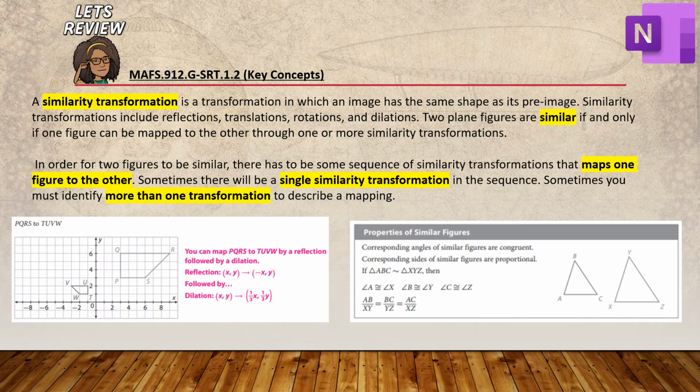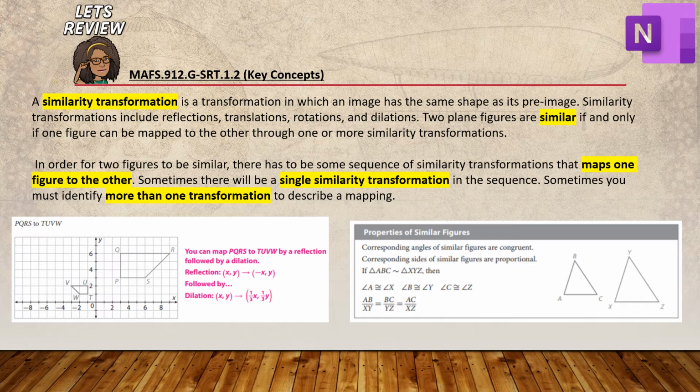All right, so let's look at the next standard, which is SRT 1.2. This standard talks about similarity transformation. So now we're moving from lines to actual figures. So again, similarity transformations means that we can take a figure and use some type of sequence of transformations to map that figure from one figure to the next. And when we're talking about similarity transformations, those not only include dilations, but they also include reflections, translations, and rotations. The reason being is, even though reflections, translations, and rotations are rigid transformations, they still produce the same figure. All right, so those 3 rigid transformations are included in the similarity transformations.